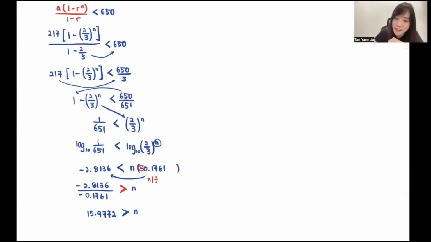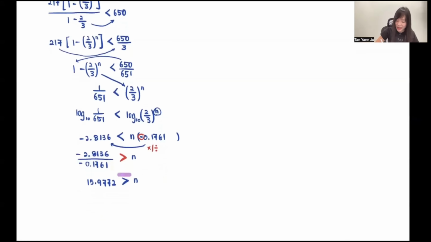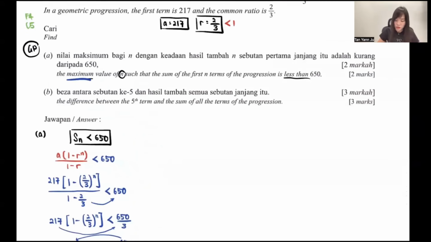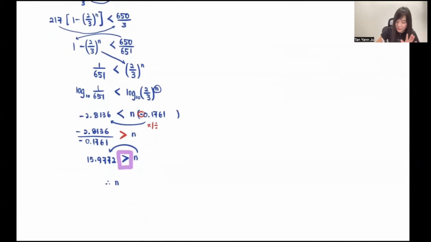A lot of students will write 16 because they feel 15.97 is very near to 16. Guys, it's never about near or not. That is not even important, the number. The most important thing is the sign. Please really look at the sign. So based on your sign, now your n is smaller than 15.97. So smaller than 15.97, got 15, 14, 13, 12, got a lot of numbers, right? Then the question on top just now says they want the maximum. So quite obvious, the biggest number I can accept, yet it needs to be smaller than 15.97, is 15. So that's why the answer is actually 15.